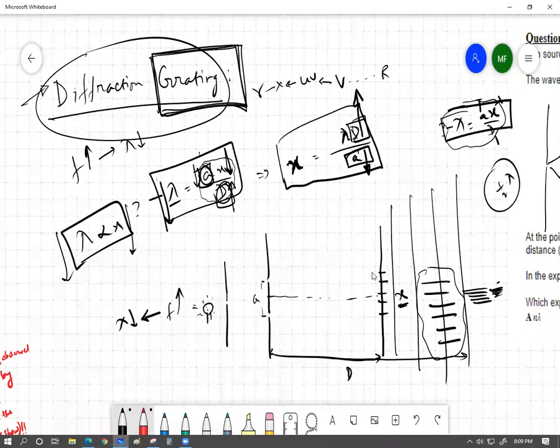Anyway, the point I'm going to make, grating means something that's going to have a lot of holes. That's what I'm starting with.